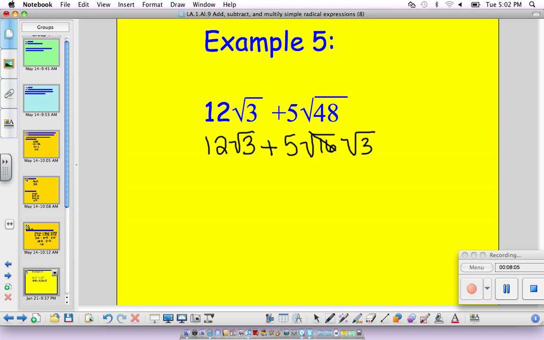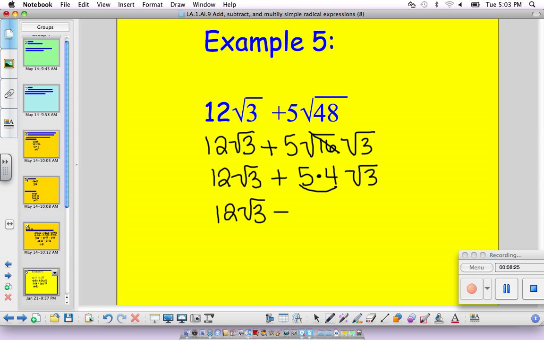I do know that this answer is 4. So this one I'm just going to rewrite 12 times the square root of 3 plus 5 times 4 times the square root of 3. I can multiply these, so I'm going to have 12 times the square root of 3 plus 20 square roots of 3. Now remember, since they have the same number exactly under the radical, I can combine these terms. This is 12 and this is 20. Together that gives me 32 times the square root of 3.